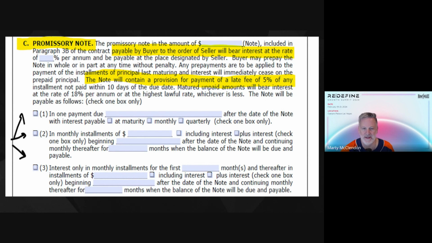Then you have a choice. This is the cadence of how the loan's going to be between the seller and the buyer. Is it one balloon payment after so many years? So you want to say, I want to pay the entire amount with interest at the end of the loan, we're going to pay this all at once. Number two, we're going to do this in monthly installments, including interest or plus interest, beginning on such and such date, and then going for how many months. And typically, you'll do something like this.